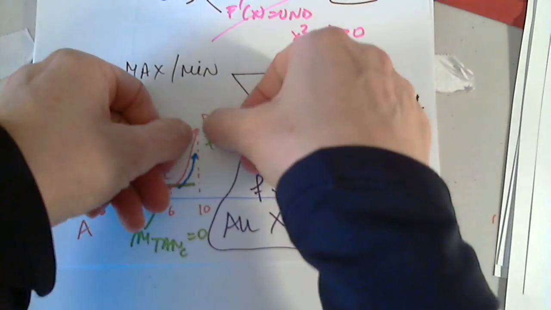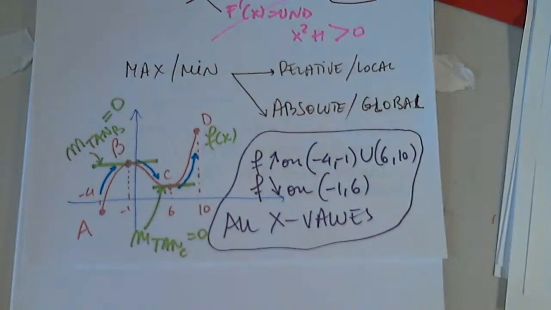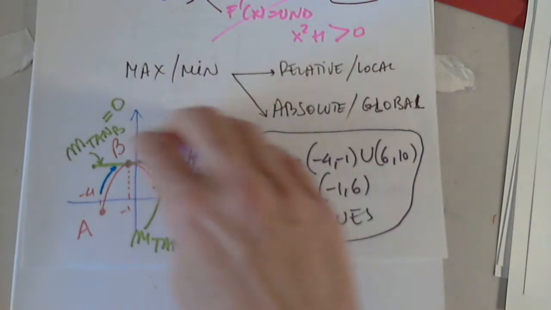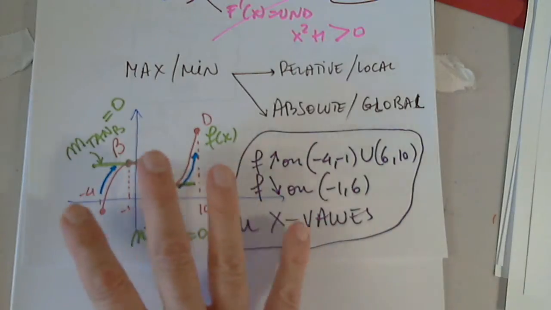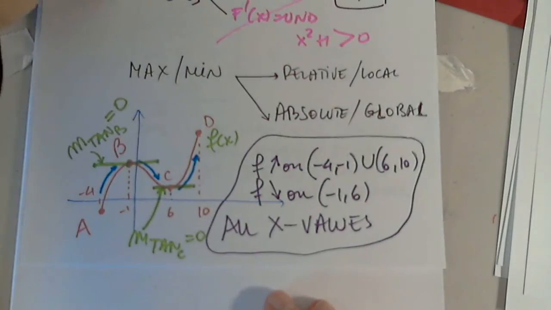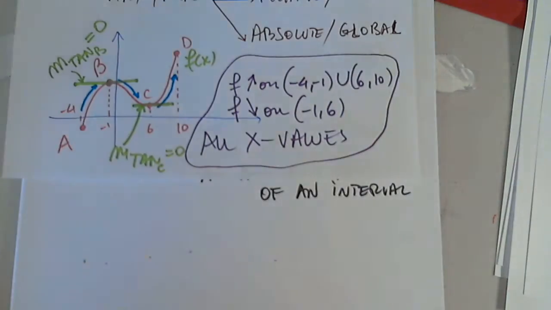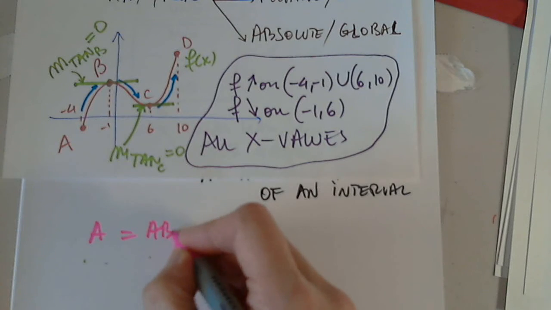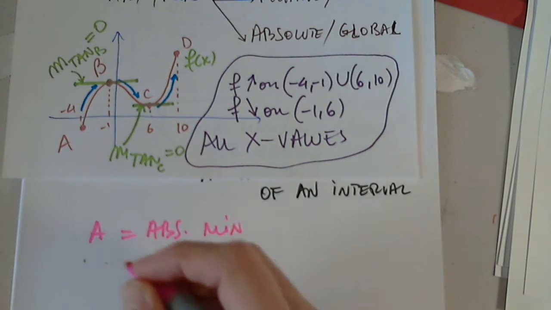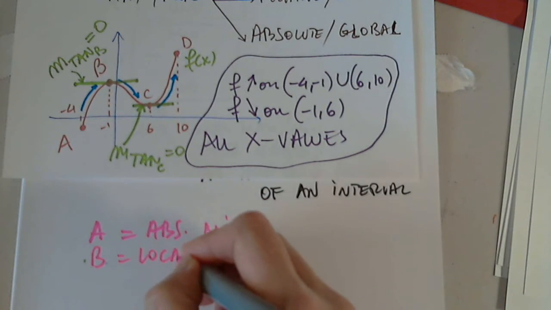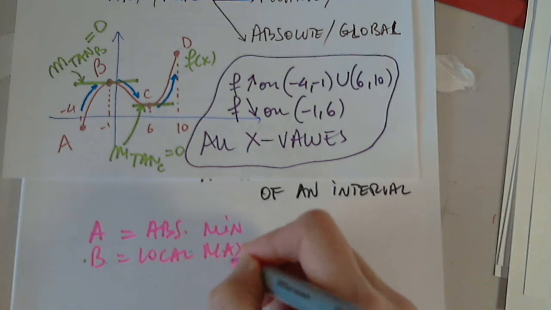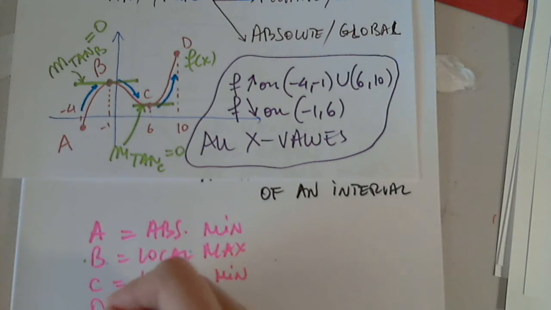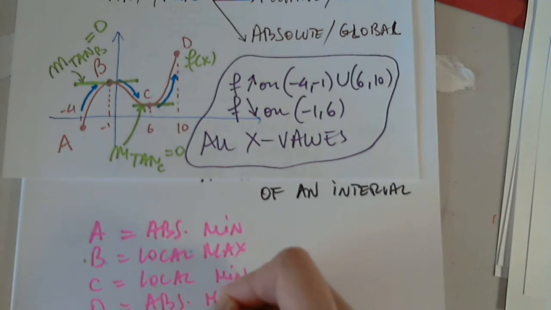D is not a local max because I cannot show the open interval on this side. The function doesn't exist, but it's an absolute max. There is no value higher than it for this function the way I defined it or presented it in the graph. So I'll have to write that A is absolute min, B one more time local max, C local min, and D absolute max.